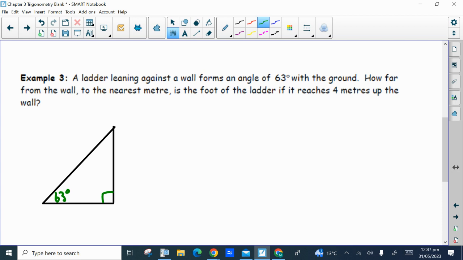How far from the wall to the nearest meter is the foot of the ladder? So we're looking for x, the distance between the foot of the ladder and the wall, if it reaches 4 meters up the wall. So that's the height of this triangle. And you could definitely, if you wanted to, extend this side. It doesn't change how you do it, but you can only use the parts of this diagram that involves a right triangle.